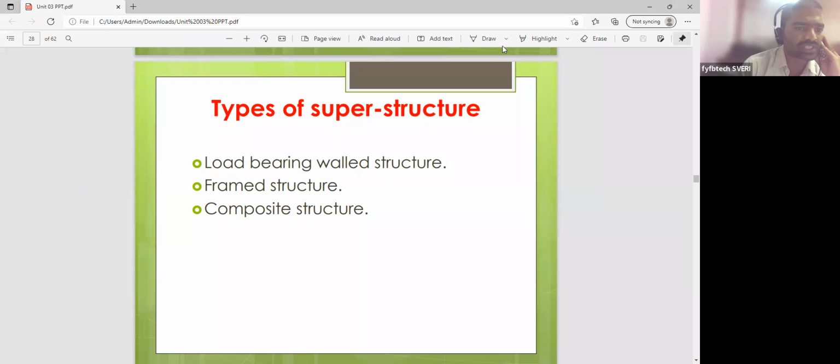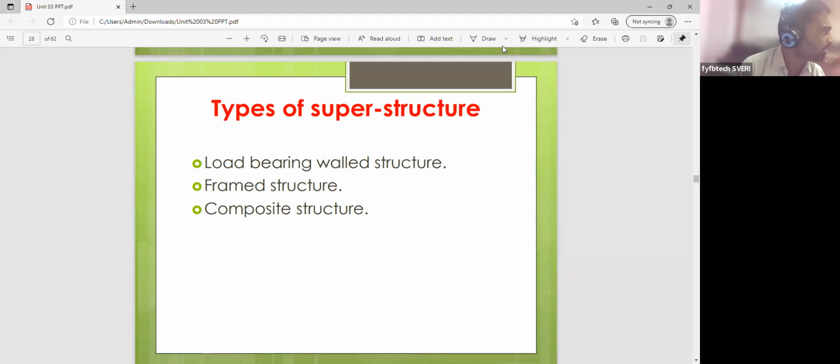Types of superstructure. So what I will do, I will give you this one as homework. Difference between the load bearing and frame structures, and load bearing and composite structure.